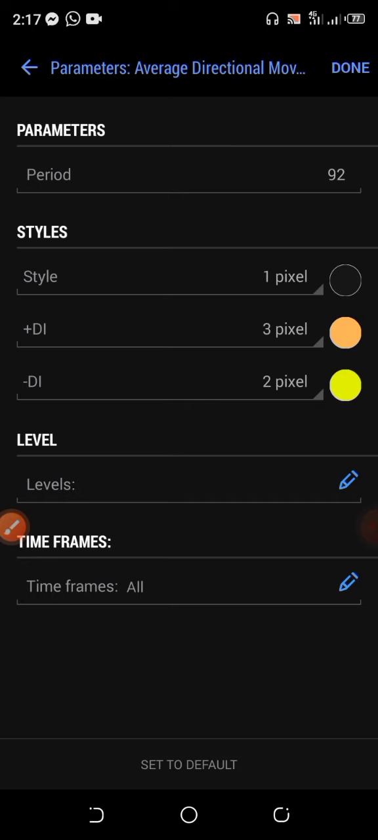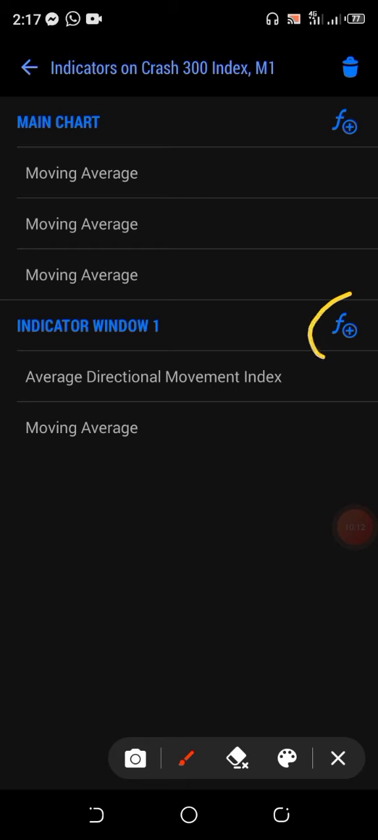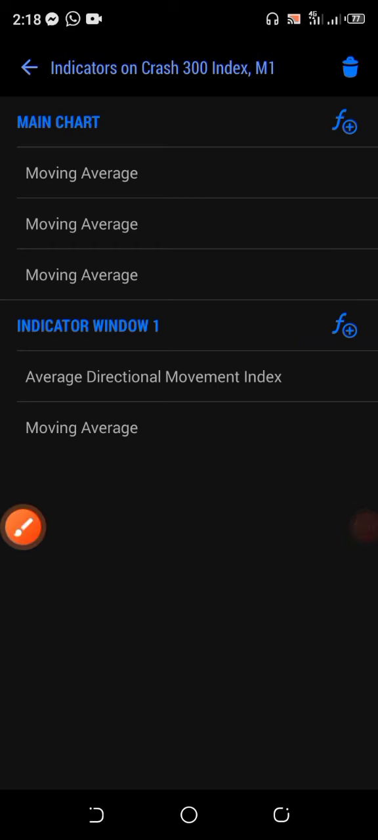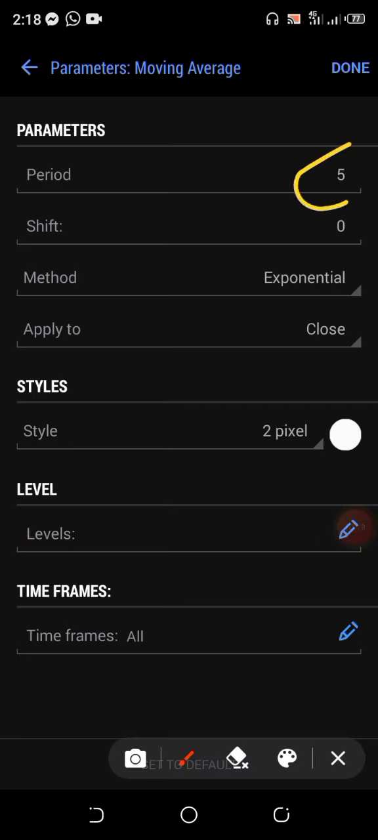Parameters, I have 92. Then this place I'm using plus D and minus D, so you make your style, your background color. Then you choose any color of your choice. You know, I love seeing flashy things, so that is what you use as the indicator window 1. Then touch the same place to add the moving average in the same place, which is this. Add it. That thing I have there is this thing 5.